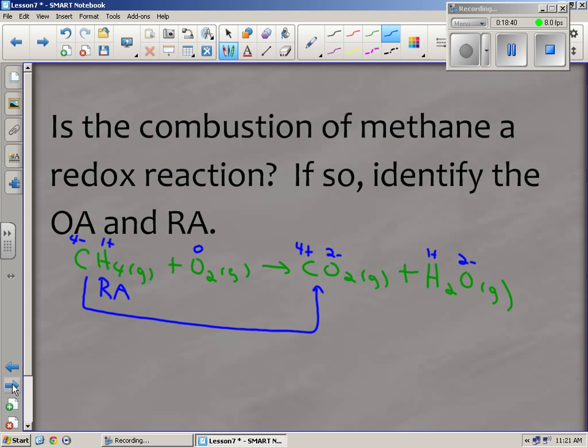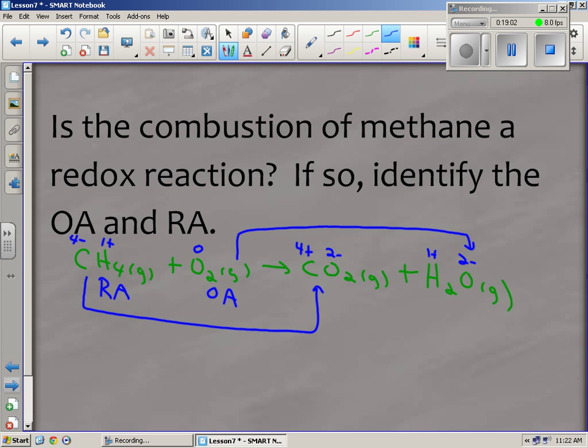Now, sometimes I do it differently, but I kind of gave myself that arrow there. So, that's going from a 0 to a 2 minus. That's going down. That's being reduced. So this is your oxidizing agent. Okay? And then we're going to balance the reducing agent, oxidizing agent tomorrow. Okay, so stick around. Don't miss tomorrow.